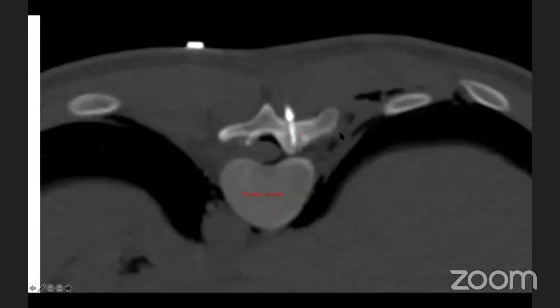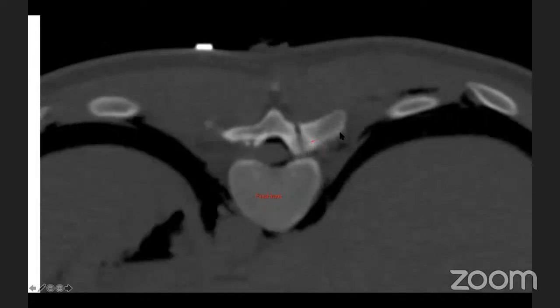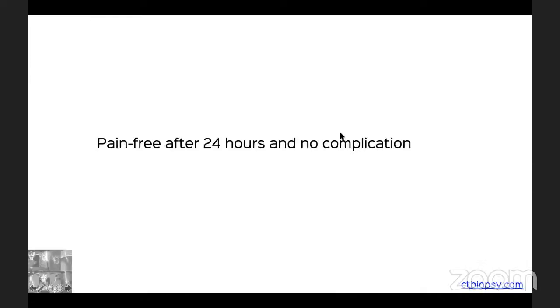And then the ablation was done, 90 degrees, 4 minutes, and the patient is fine. So just an example of how we can use some simple techniques to circumvent problems and manage all of this. And so the patient is pain-free.